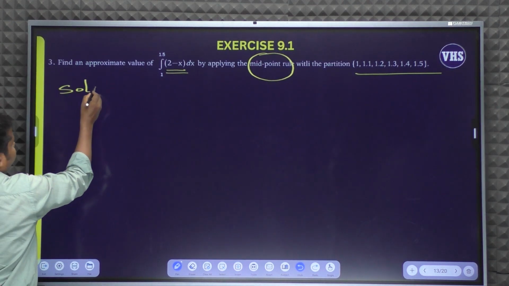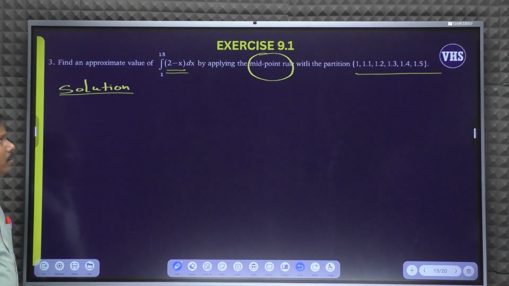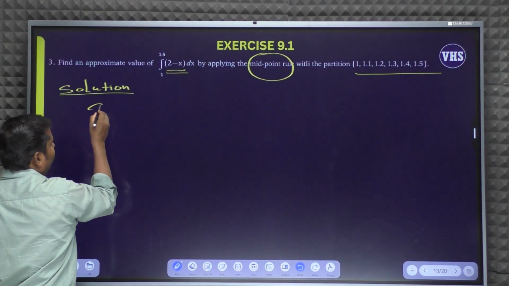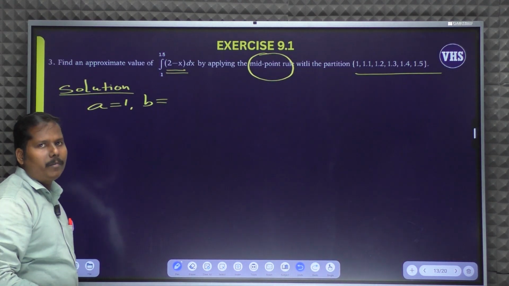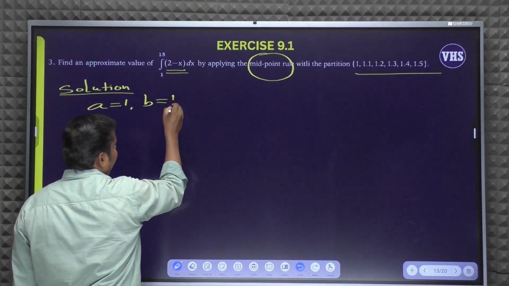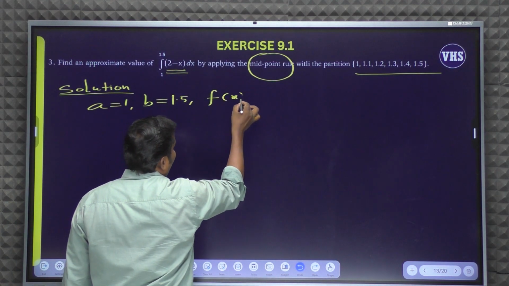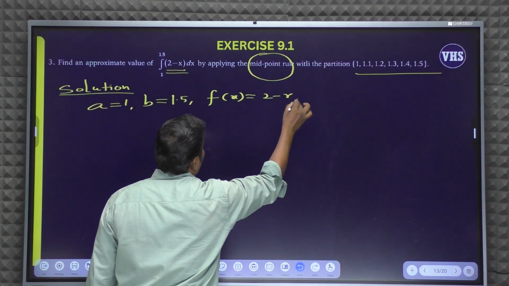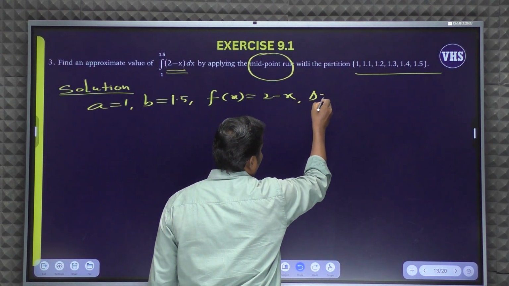Solution. Students, what is a here? Lower limit is a. What is a? 1. B, what is b? Upper limit. Our upper limit is 1.5. What is f of x here? f of x is equal to 2 minus x. Next we should choose delta x.